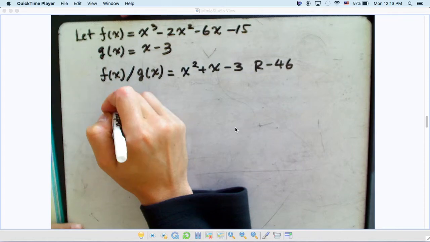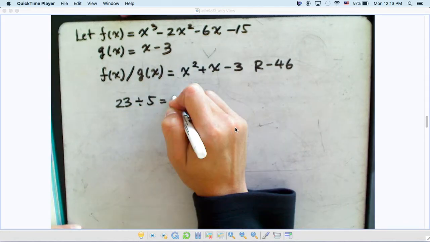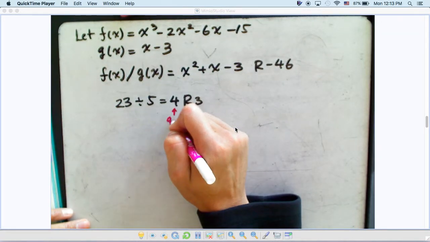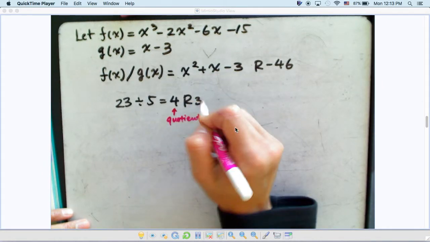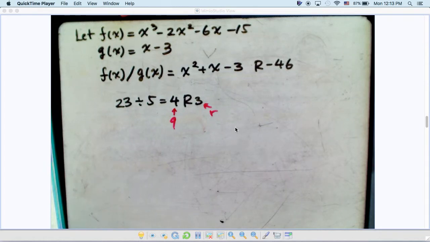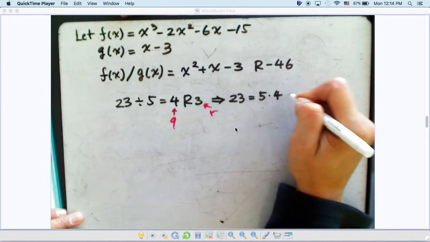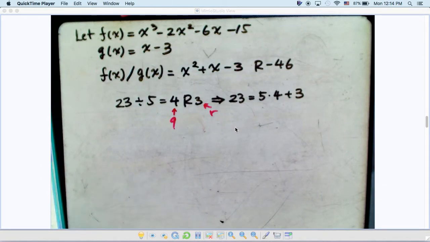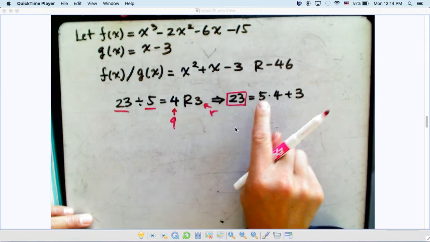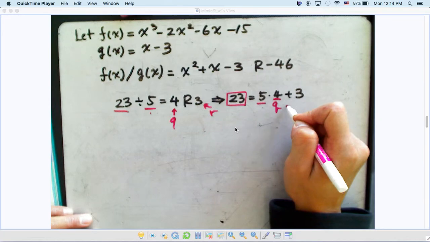So just like fourth grade division, let's say you have 23 divided by 5, that's going to be 4 and the remainder of 3. And we call this 4 the quotient, and we call this 3 the remainder. So let me just use Q and R here. This actually implies that 23 equals 5 times 4 plus 3. In other words, this is the dividend 23 and divisor 5. The dividend, which is 23, is equal to this divisor 5 times quotient 4 plus remainder.